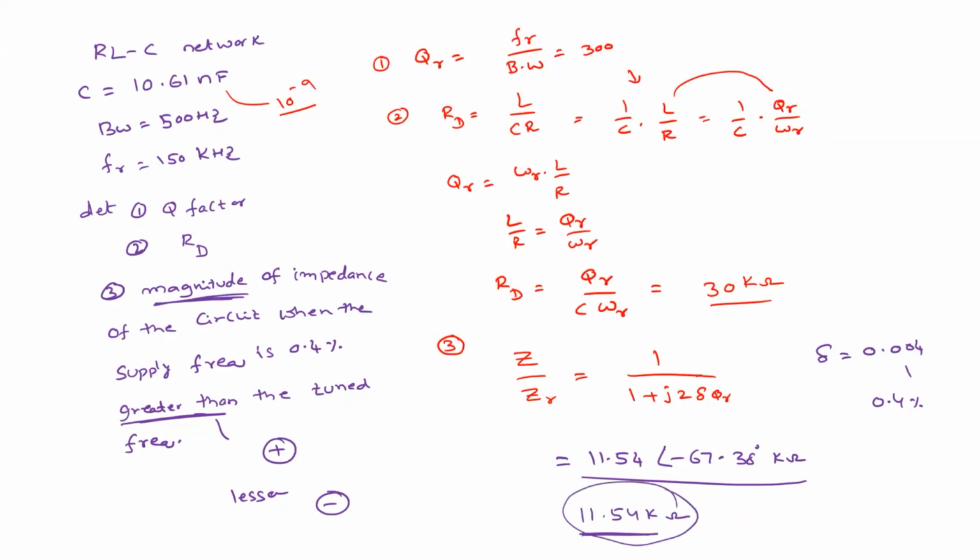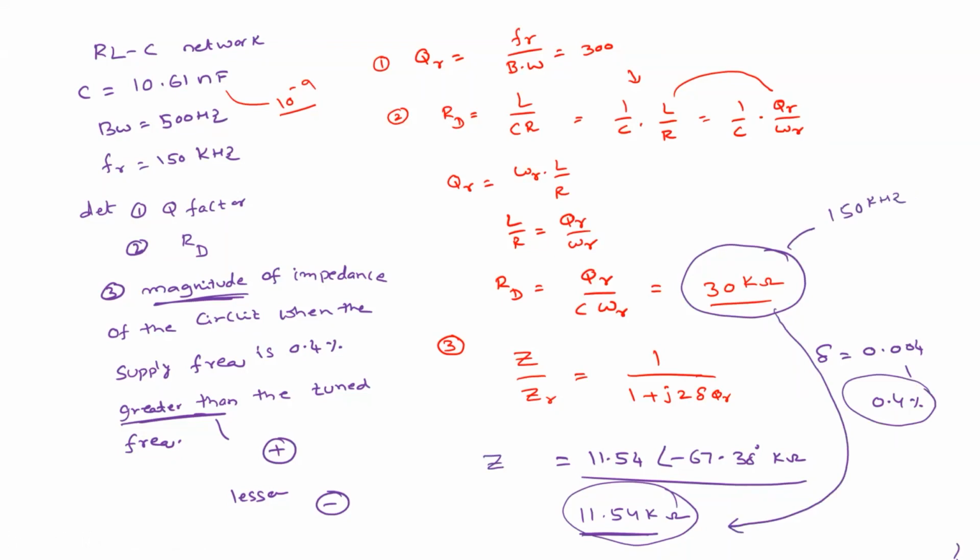See here, you can see, right? The dynamic resistance is supposed to be 30 kilo ohm when the resonant frequency is 150 kilohertz, right? Agree? Okay. But there is a small deviation in the resonant frequency. With the deviation, see how the impedance is changed. So instead of 30 kilo ohm, which is the maximum possible impedance, now it is 11.54 kilo ohm only. So that is reduced.